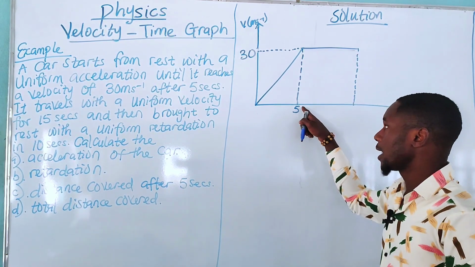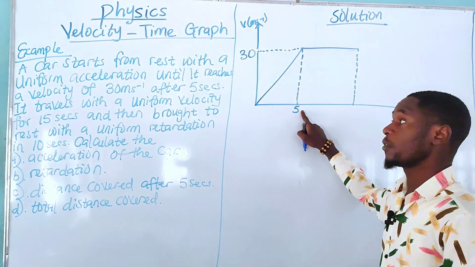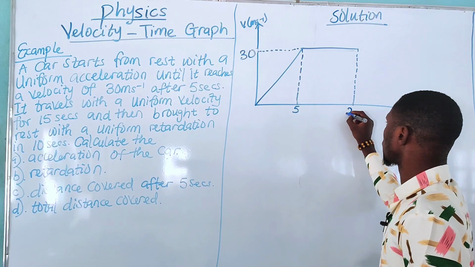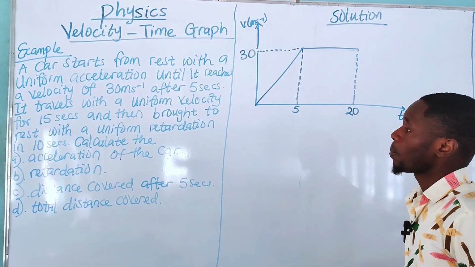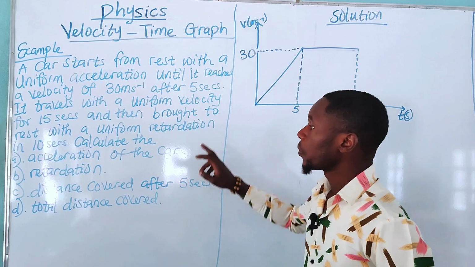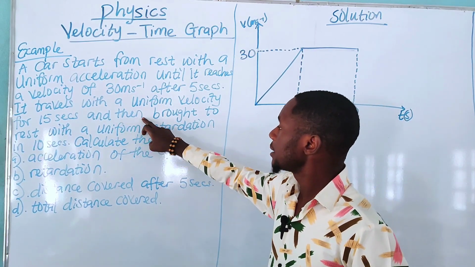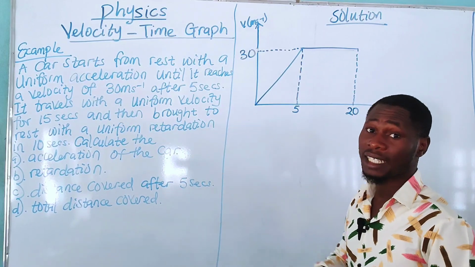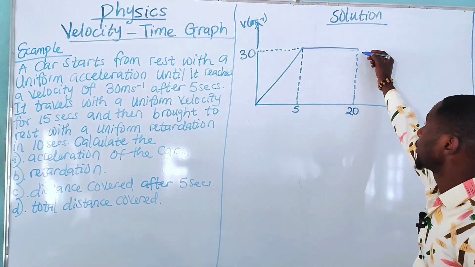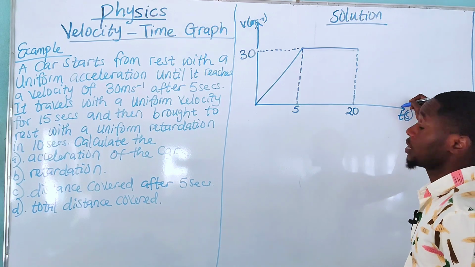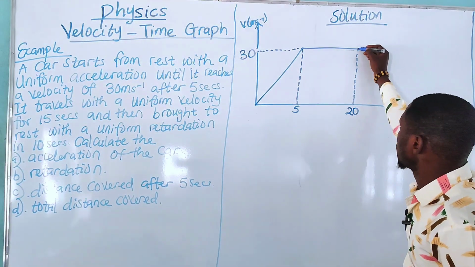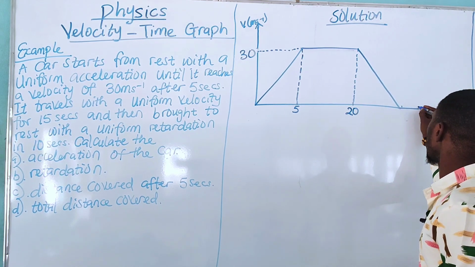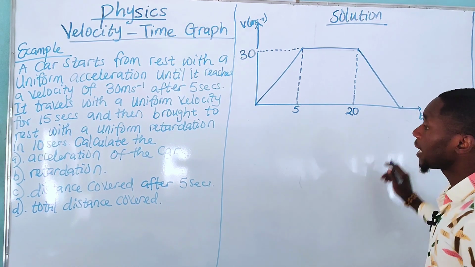So it means that earlier on it was 5 and then the constant velocity is for 15 seconds. So when we add them up, that will give us what? 5 plus 15, that is what? 20 seconds. Okay, and then we are told that it is then brought to rest with a uniform retardation in 10 seconds. That means that the body retarded uniformly. That means it comes to rest. So this is for uniform retardation, and we are told that the movement lasted for 10 seconds.